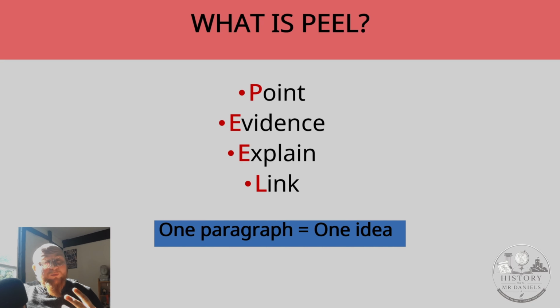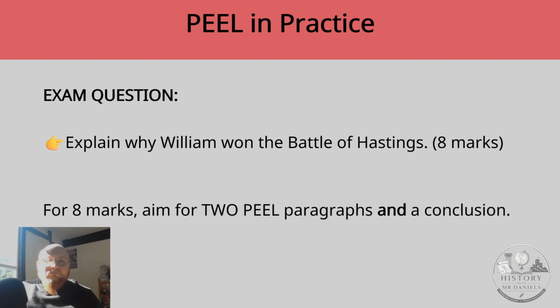If there's a 4-mark question where it's one paragraph, it works with that. If there's an 8-mark question where it's 2 paragraphs, or you have extended writing, however many paragraphs there are, you can structure that paragraph around this Peel structure. So in practice, let's have a look at this question. Explain why William won the Battle of Hastings for 8 marks. For this, we'd be aiming for 2 Peel paragraphs and a mini conclusion.